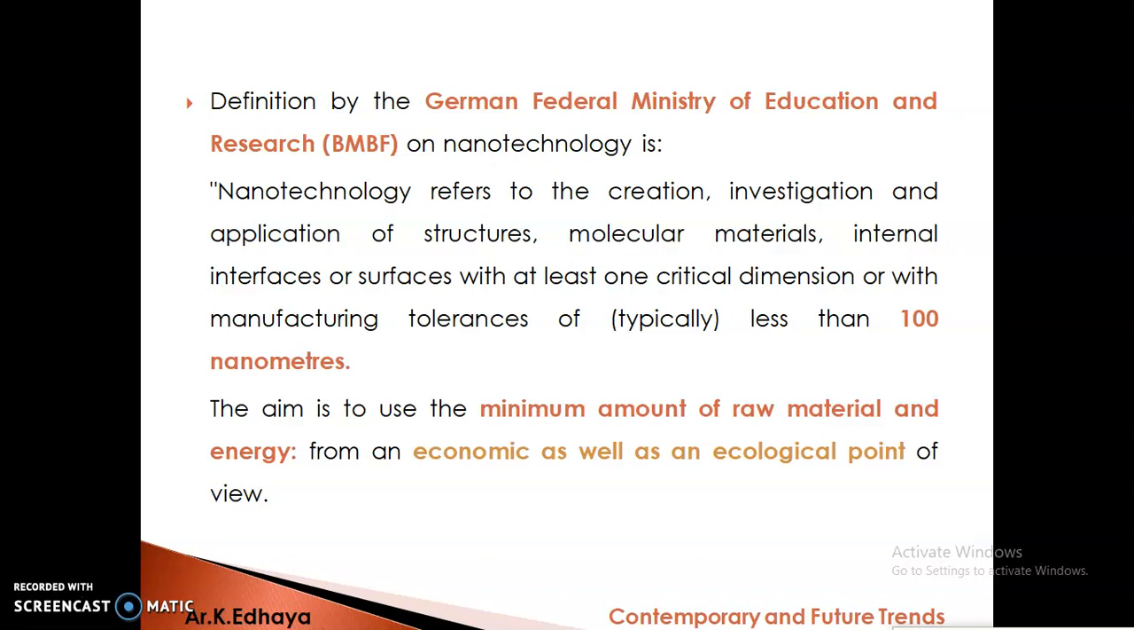So the basic idea of nanotechnology in general refers to the use of a minimal amount of raw material or energy, which on both the economic side as well as the ecological side gives you a better output. You will use the minimum of raw material or energy and you will get the maximum output out of it.